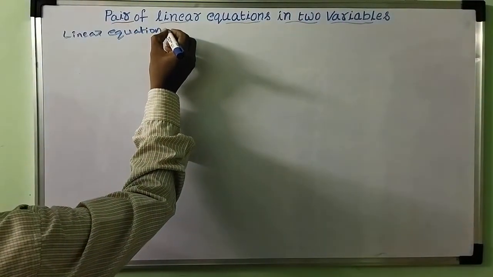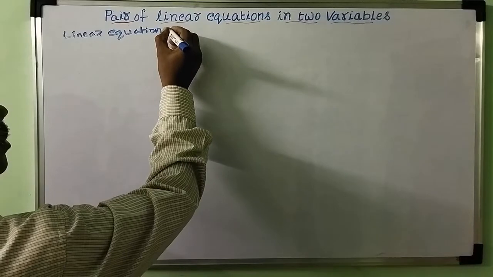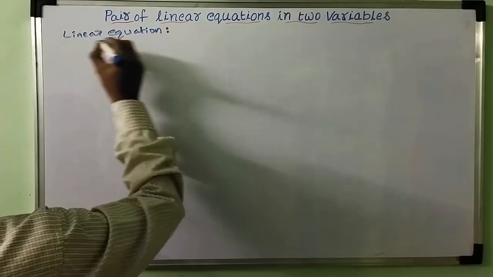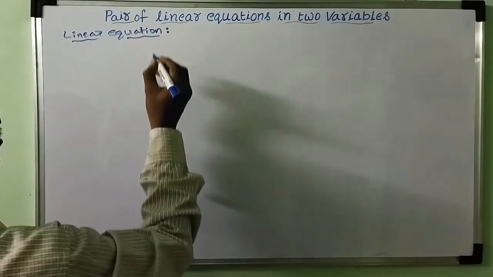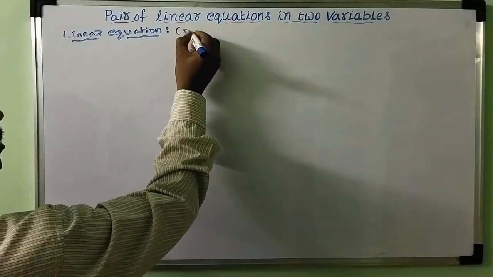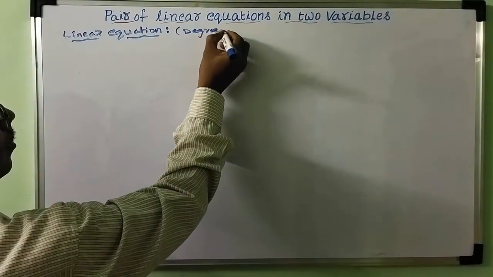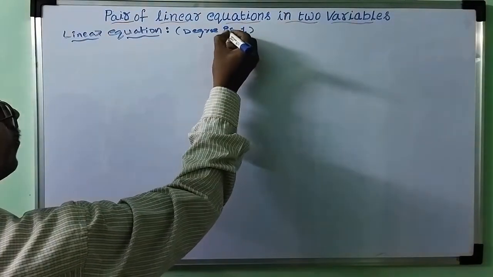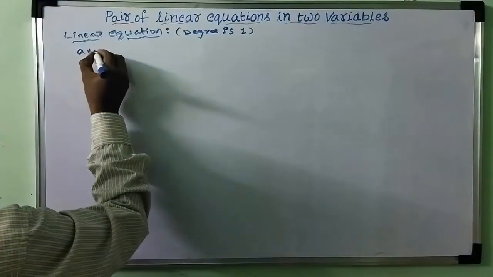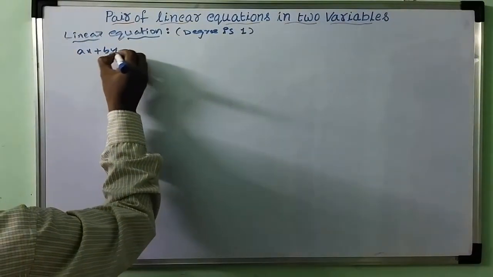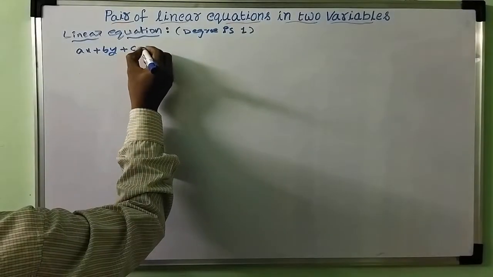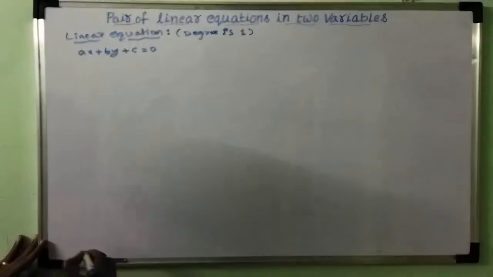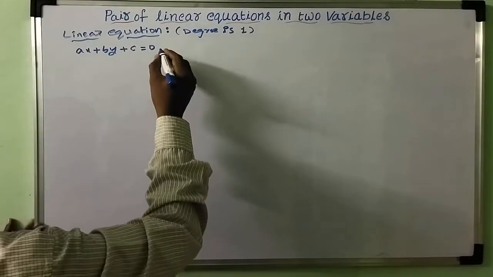We know an equation of degree 1 is called a linear equation. If its degree is 1, then we can say it is called a linear equation. For example, ax plus by plus c equal to 0. It is a linear equation, but it contains two variables. It may contain one variable also, or two variables.